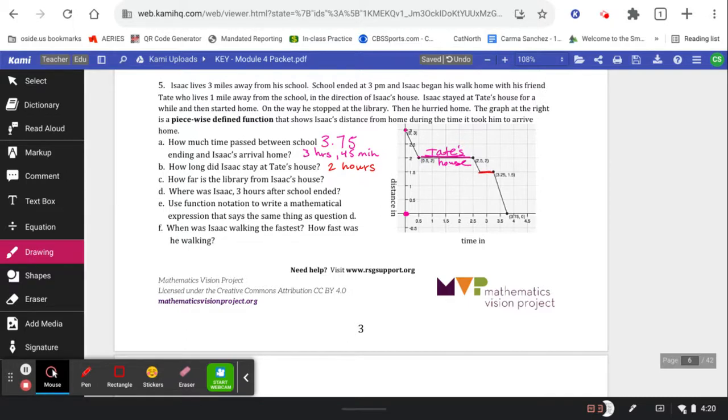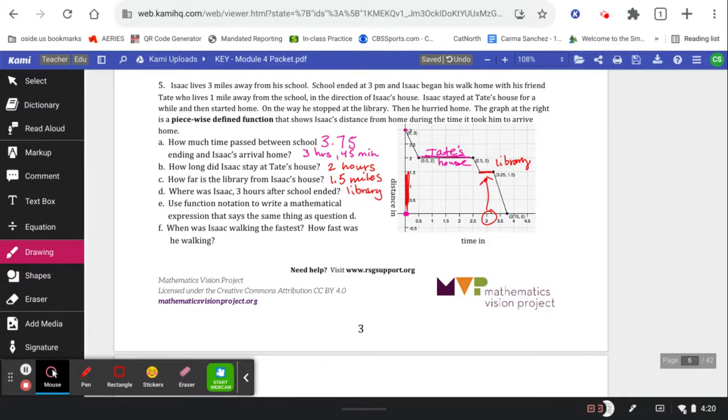How far is the library from Isaac's house? So this right here is the little library. And so here's the distance. And so that's 1.5 miles. Where was Isaac 3 hours after school ended? You see that that's when he was at the library.